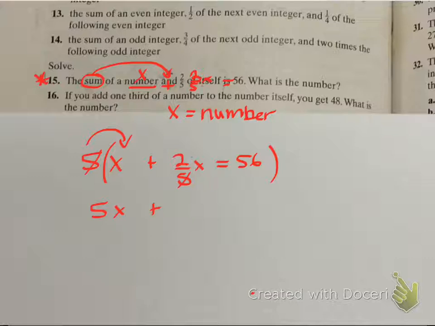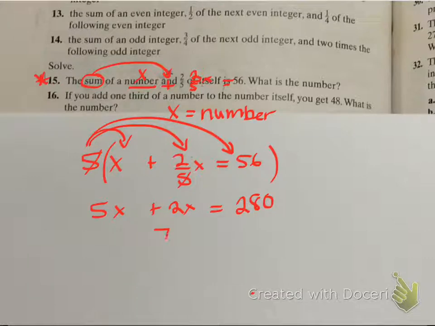So what do I get? You get 2x, Gohar. And then 5 times 56 is 280. Next, you combine like terms so you get that 7x equals 280. And then you divide by 7 on both sides, and x equals 40. Now, to the Common Core reader, let them know what x means.